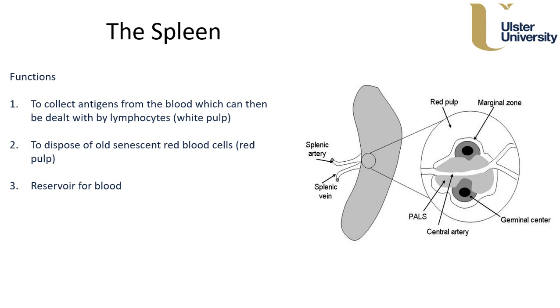The white pulp essentially has the same function as a lymph node. It collects antigens and it destroys them. Surrounding the white pulp is an area known as the red pulp, and its function is to dispose of old, damaged red blood cells, and it's obviously called the red pulp because it's so rich in red blood cells.